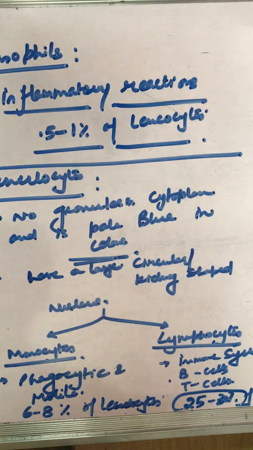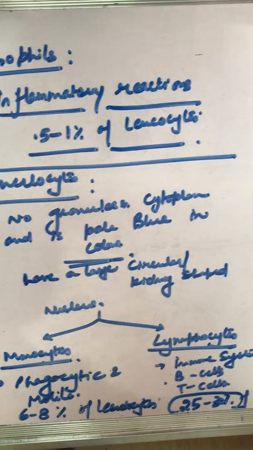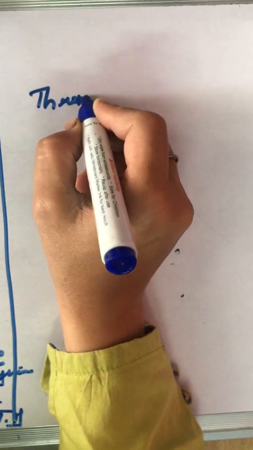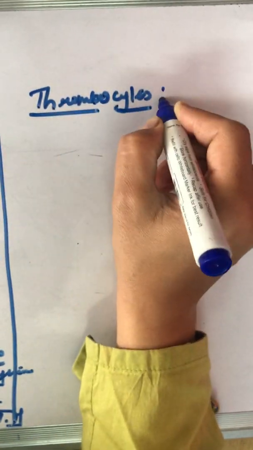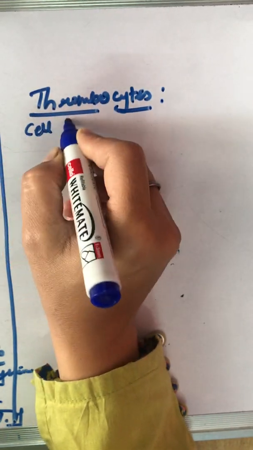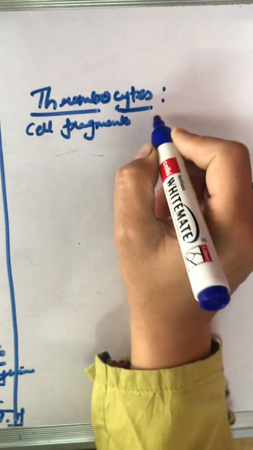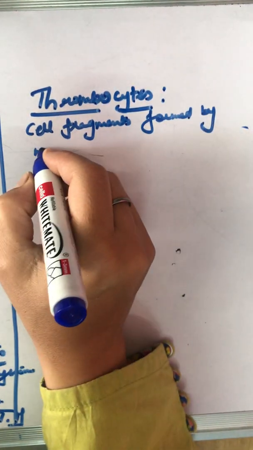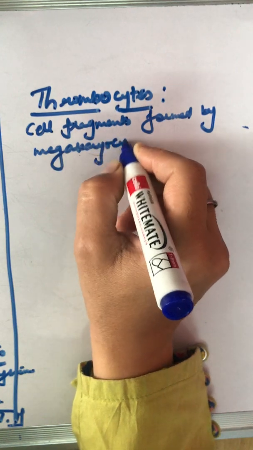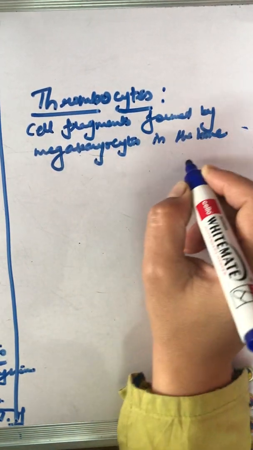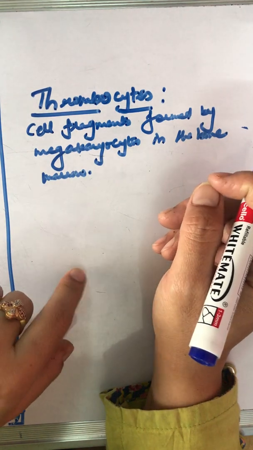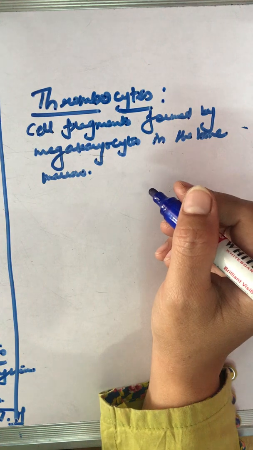Then moving to the third type, the thrombocytes, the third category of, as RBCs and WBCs are, the third one is thrombocytes or the platelets. When we say thrombocytes, they are the cell fragments formed by megakaryocytes in the bone marrow. Where is bone marrow located? In the vertebral column also, and in your largest bone of the body, thigh bone, there also.